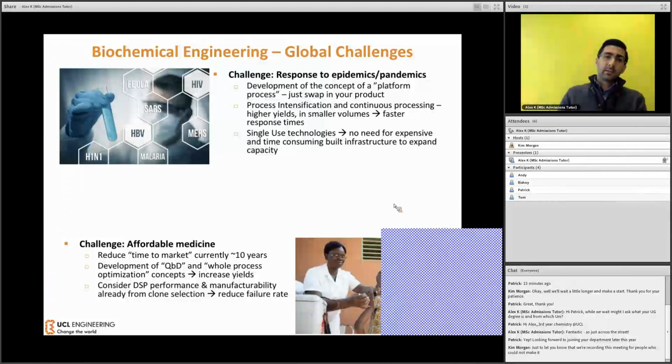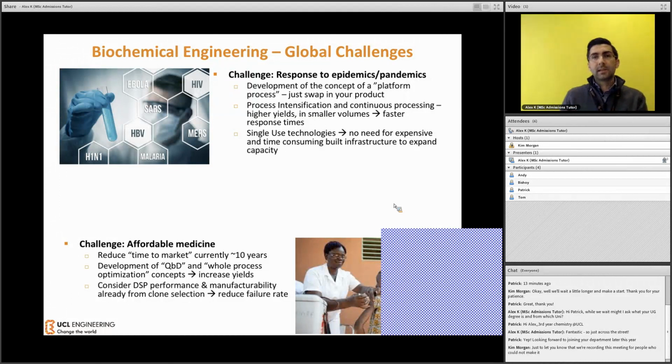So by reducing the time to market, essentially, we're reducing the price, we're reducing the costs, and medicine should be more affordable to everyone. And just highlighting some key products that we are involved with as biochemical engineers: new vaccines, monoclonal antibodies or protein-based pharmaceutics, and very, very recently cell and gene therapies.